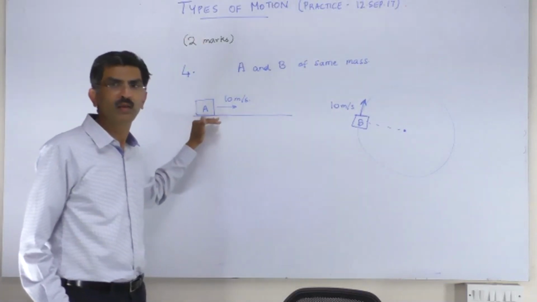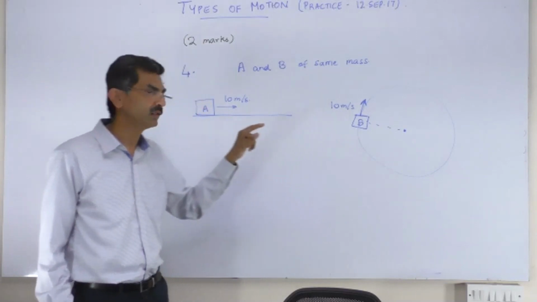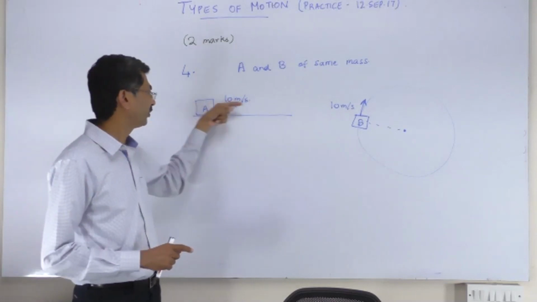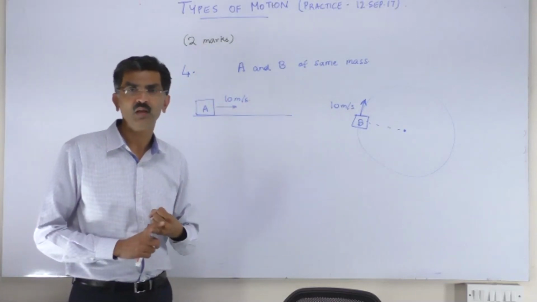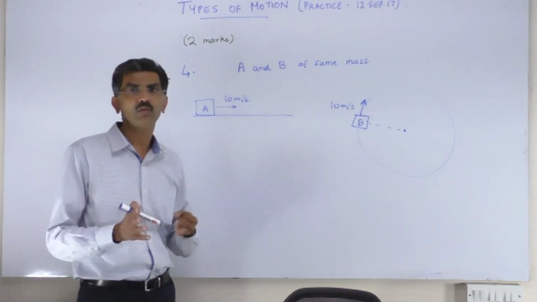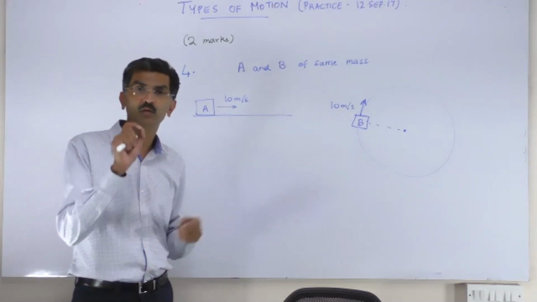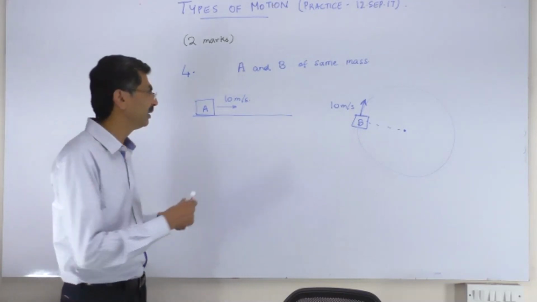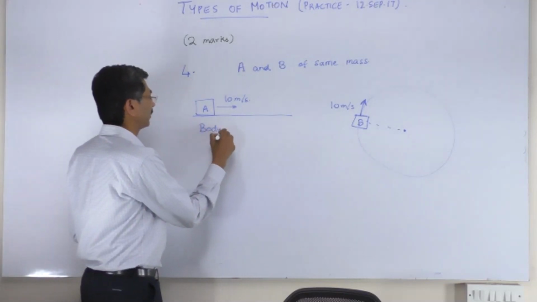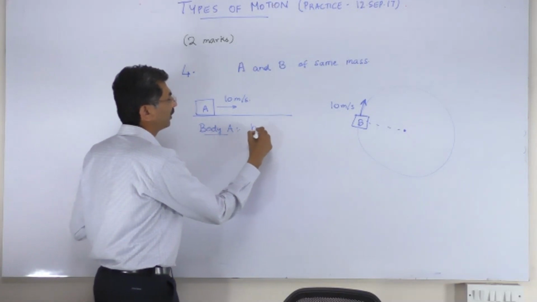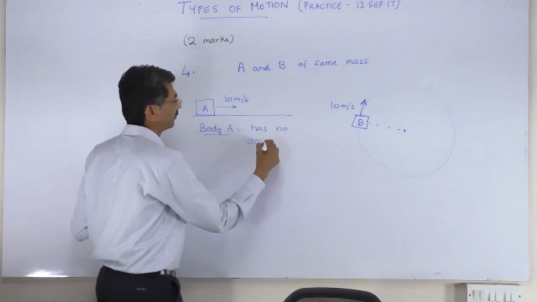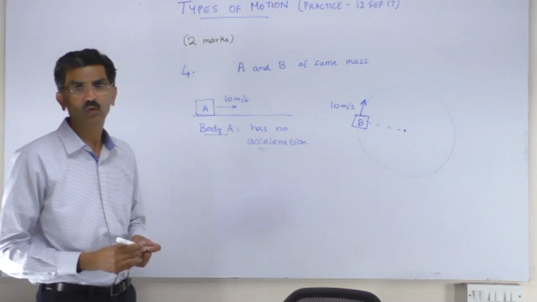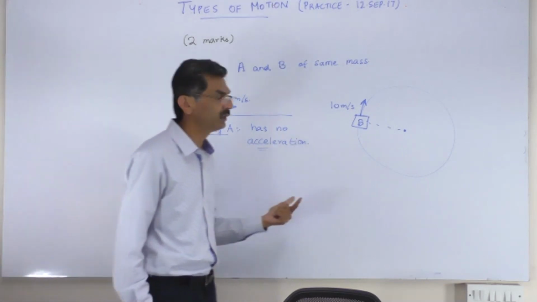Body A is moving at a constant speed of 10 meters per second in a straight line. Is its speed changing? No, because it is constantly 10 meters per second. Is the direction changing? No, it is not changing because it is moving in a straight line. Because the speed is not changing and the direction is not changing, body A has no acceleration.